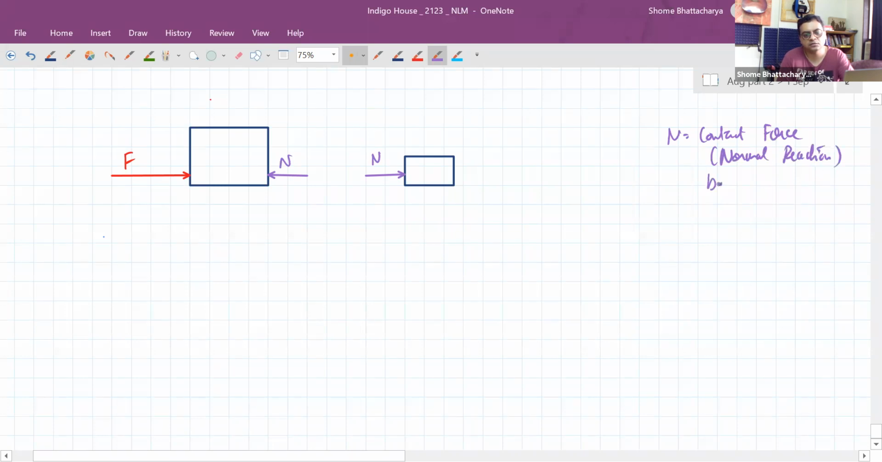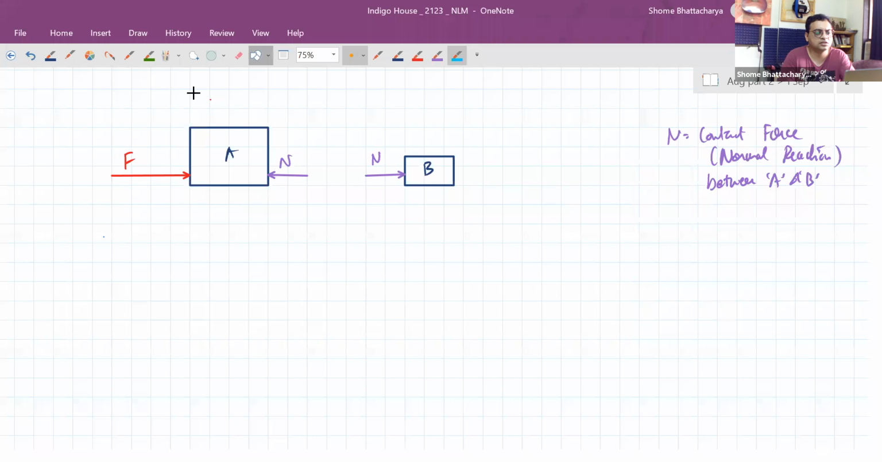But between A and B, the two objects. But of course, there is also normal force that the ground is applying on each one. So they are like this. So they are NA and NB, suppose. And each of them has their own weight.